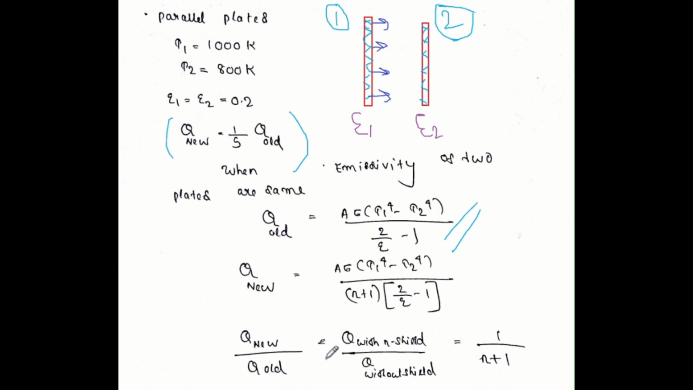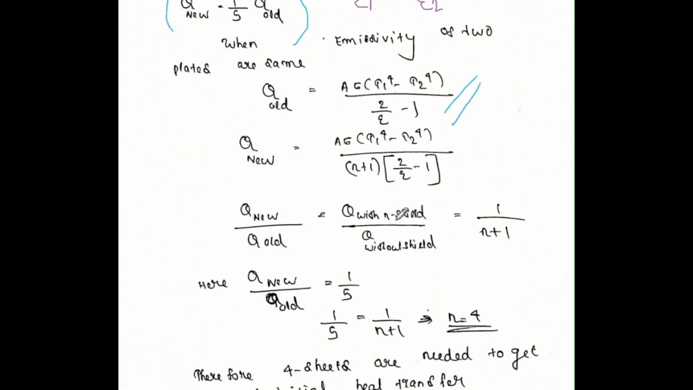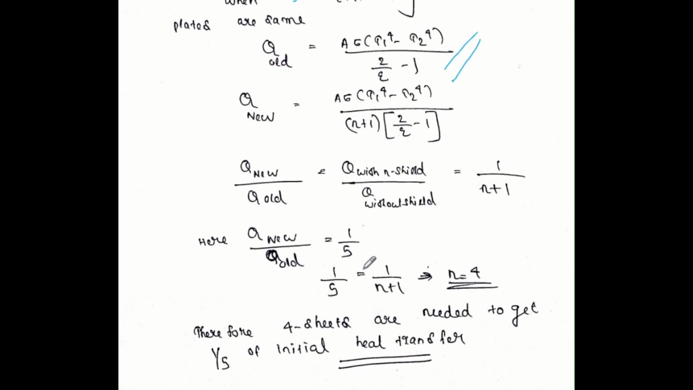So if I take the ratio of the new one, having n shields, and the old one, without shields, the ratio translates to 1 by (n plus 1). From our condition, that value will be 1 by 5. We have to convert it to 1 by 5th of the initial value. So we have two equations with the same left side, so 1 by 5 and 1 by (n plus 1) have to be equated. This is the condition for n shields placed between the parallel plates.